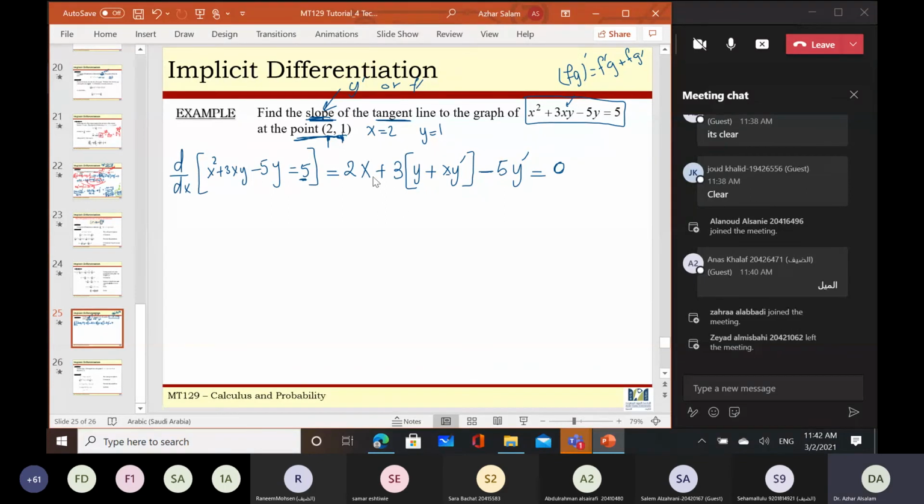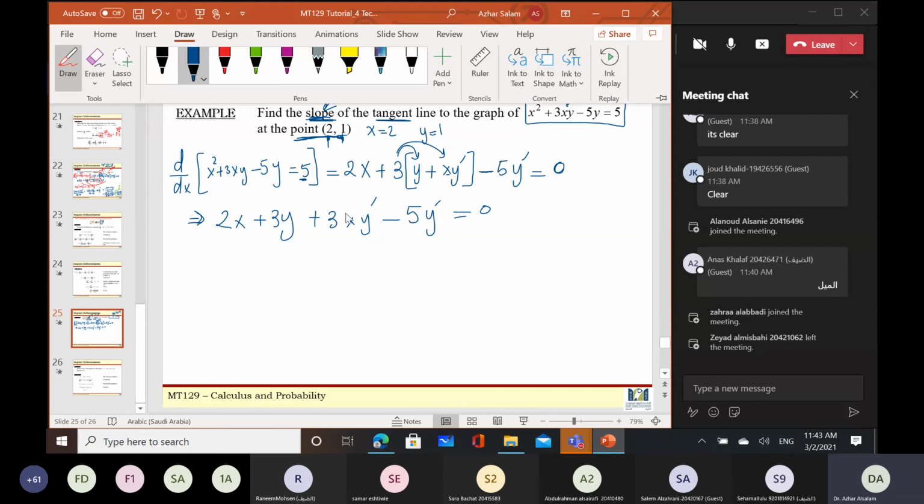So now I have to arrange to find y dash on one side. To simplify or arrange, I have here to write 2x plus 3y. I just distribute 3 inside these brackets: 3y plus 3xy dash, minus 5y dash. Notice that 3 is only for these brackets, okay? And this is alone, equals to 0. Now I will arrange y dash in the left and any other terms on the right.